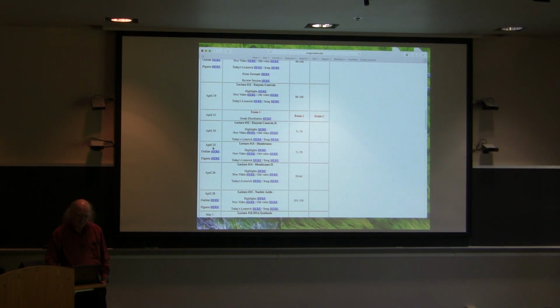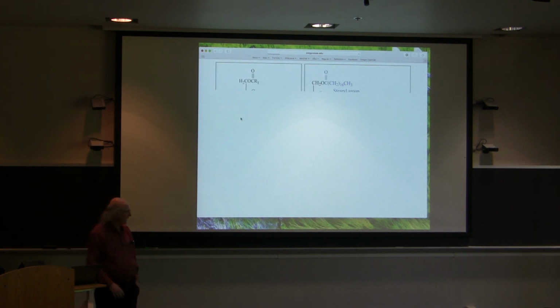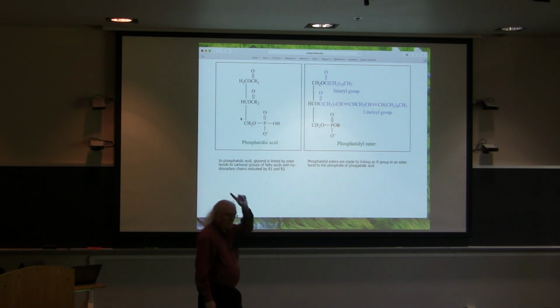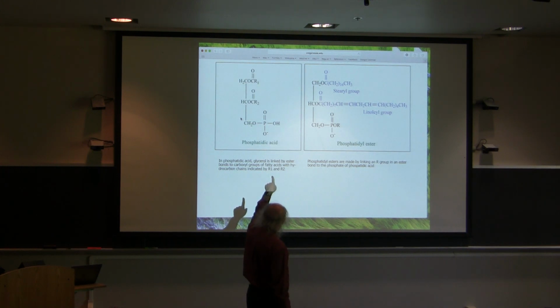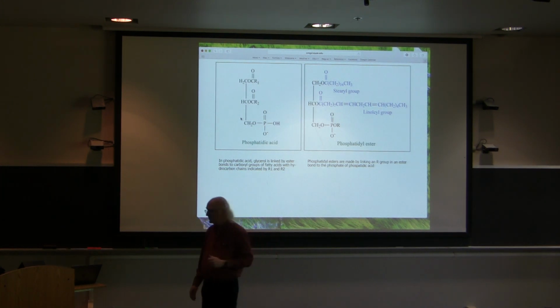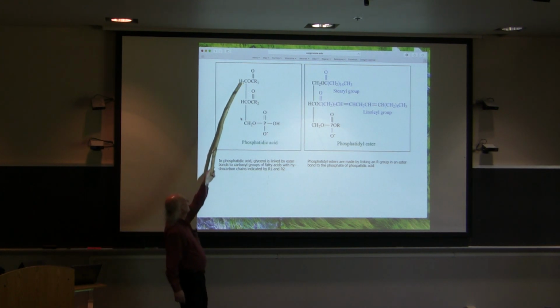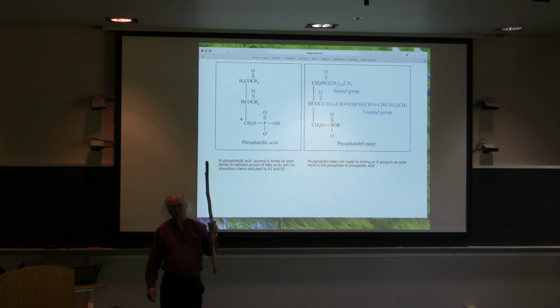Okay, if I look at glycerol phospholipids, there's phosphatidic acid. Phosphatidic acid, you see, has a glycerol backbone. It has two fatty acids on it, that's the R1 and the R2 on the top. And it has a phosphate. So if we look at the name glycerophospholipid, it's got glycerol, it's got phospho, and it's got lipid. So it is a glycerophospholipid.